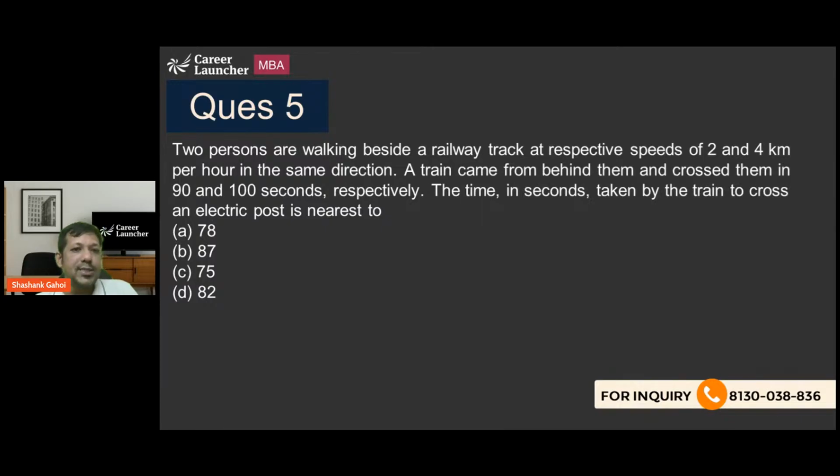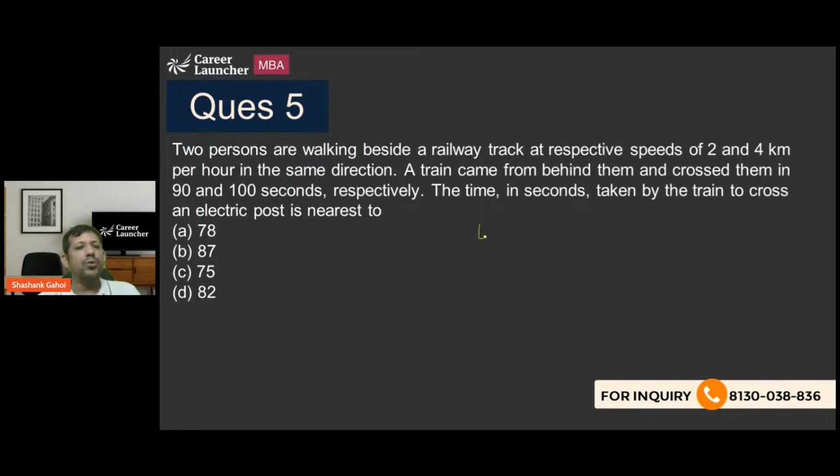It says two persons are walking beside a railway track at respective speeds of 2 and 4 in the same direction. A train came from behind and crossed them in 90 and 100 seconds. So what I'm going to do is say the length of the train is L.